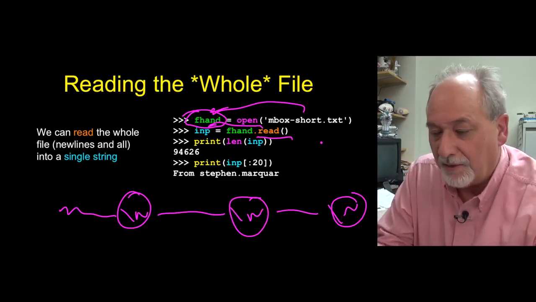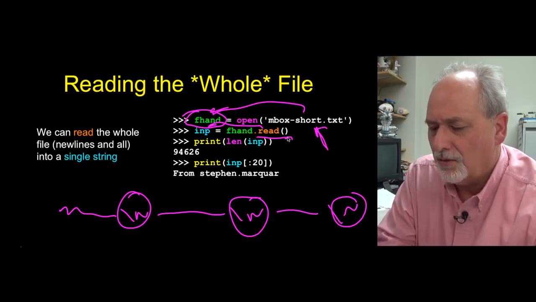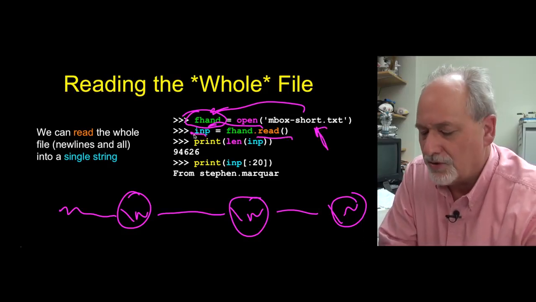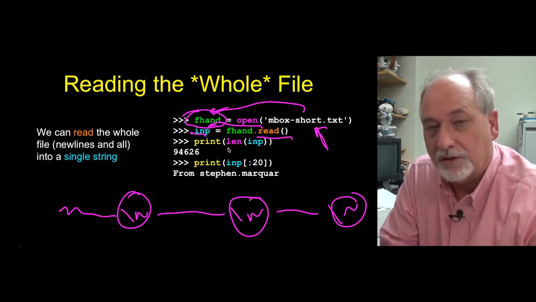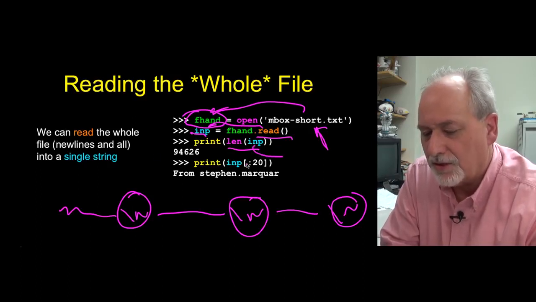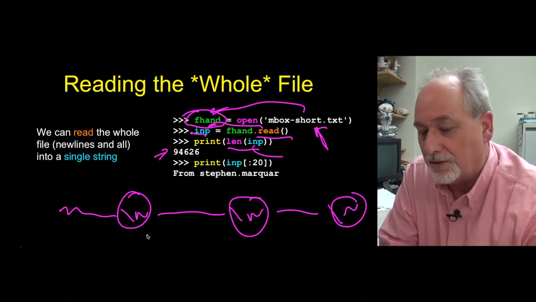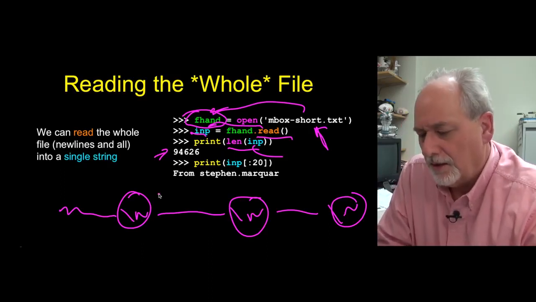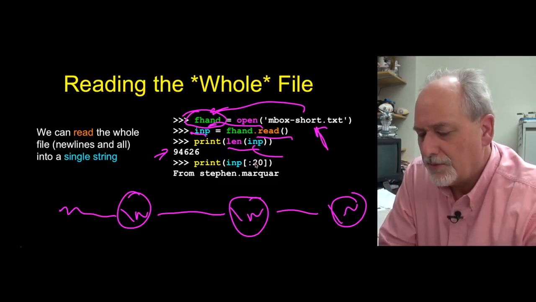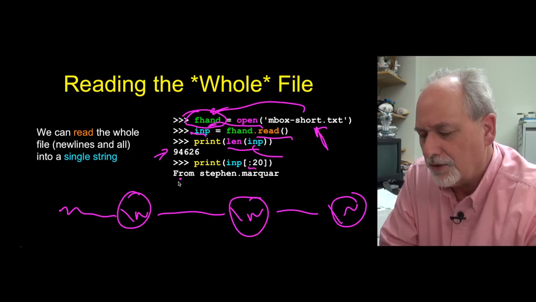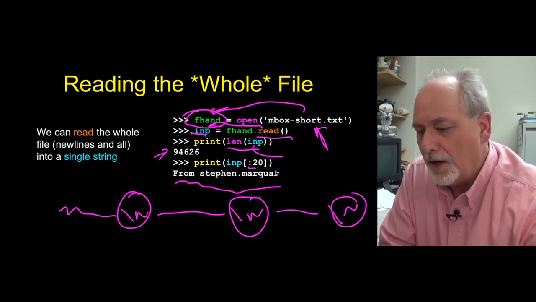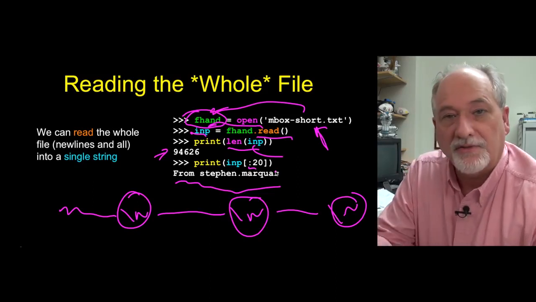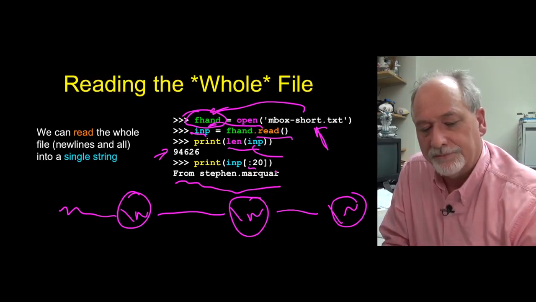I picked a file that was short, so this inp variable now has a string in it, and I can pass the string into the len function. It says 94,626 characters. That's kind of a small little file, and perfectly okay to read all in one go. Now I say just print the first 20 characters, from the beginning up to but not including 20, and it shows the first 20 characters of that little file is a From line, because this is a mailbox file.